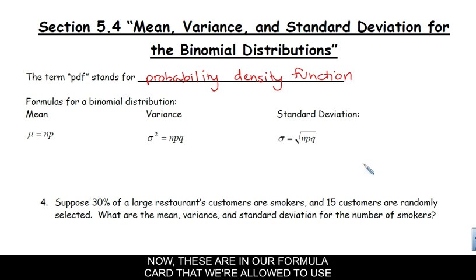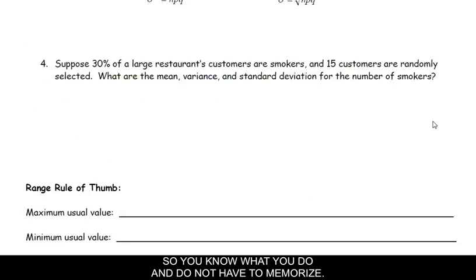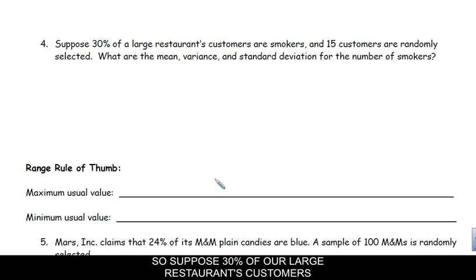Now these are in our formula card that we're allowed to use on exam, so you want to make sure to be looking up that formula card and seeing what's on there so you know what you do and do not have to memorize. Let's do an example. So suppose 30% of our large restaurant's customers are smokers, and 15 customers are randomly selected. What are the mean, variance, and standard deviation for the number of smokers?